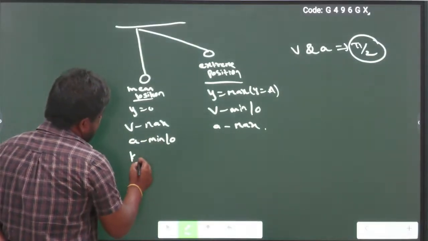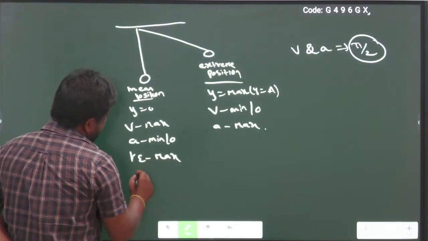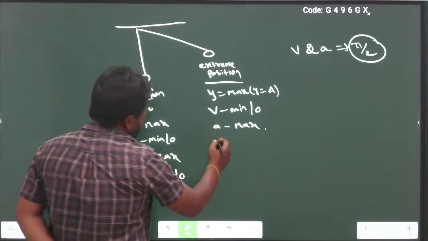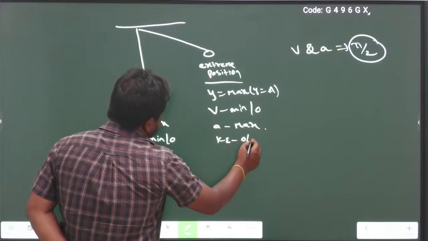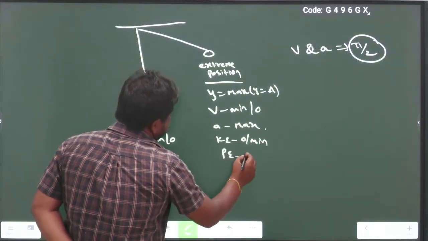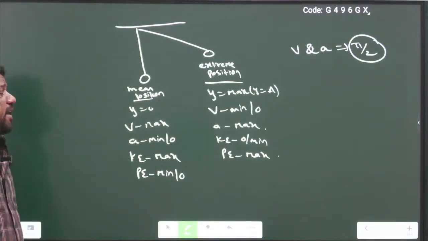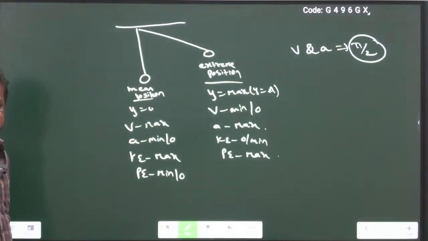Now look carefully here. When velocity is maximum, kinetic energy will be maximum and potential energy will be minimum or 0. Here velocity is minimum or 0, so kinetic energy will be 0 or minimum, and potential energy will be maximum. This is about the mean position and extreme position relations.